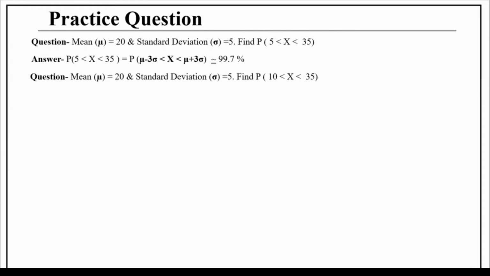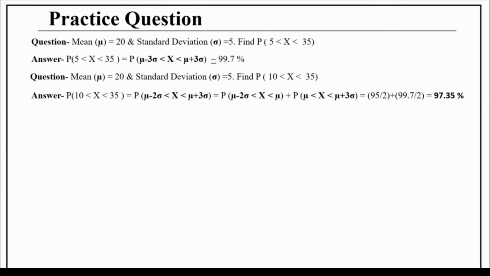The second one is the range between mu, that is 20, and mu plus 3 sigma, that is 35, which is half of the probability of mu minus 3 sigma to mu plus 3 sigma. Therefore the probability of the second range is 99.7 divided by 2, that is 49.85%. Combining both, we get the probability for this question as 97.35%.